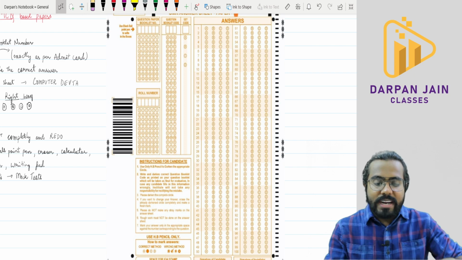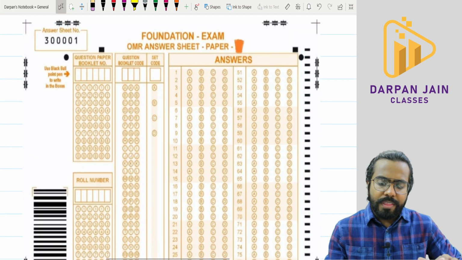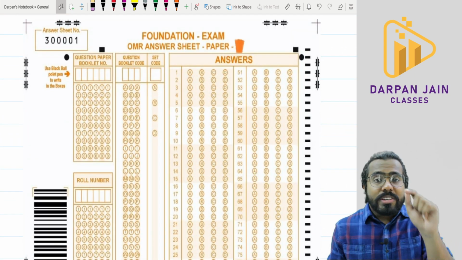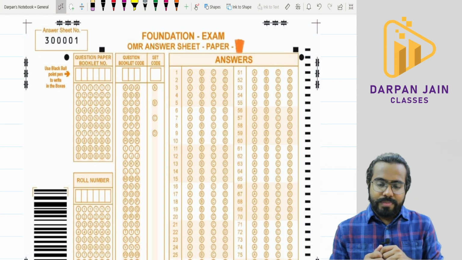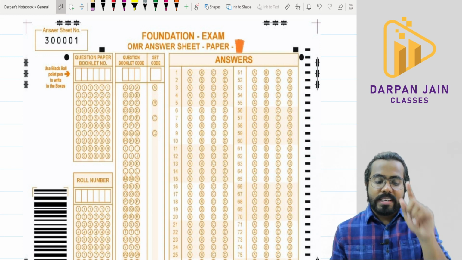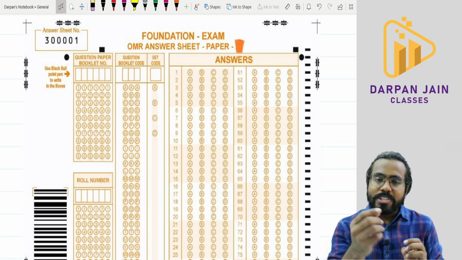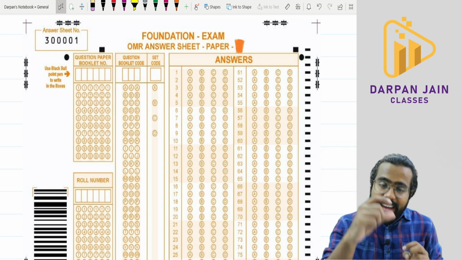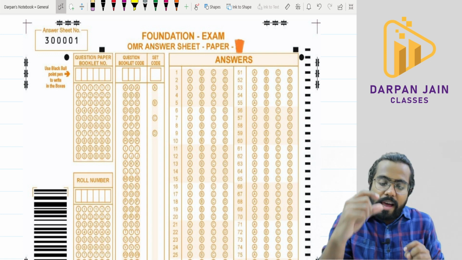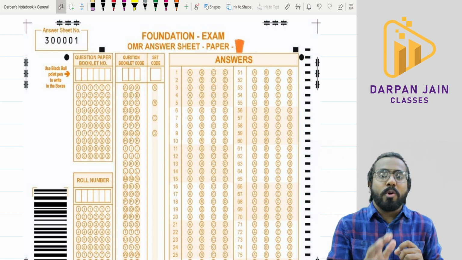But you see the left hand side first. What are there on the left hand side? There's question paper booklet number. There's question booklet code. There's set code. These are very important things. The question paper that you will receive, that will have a booklet number. It will have a booklet code. It will have a set code.